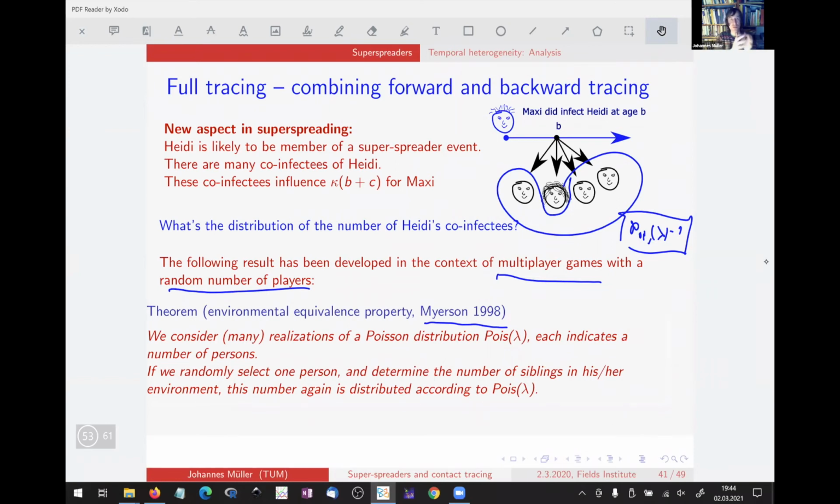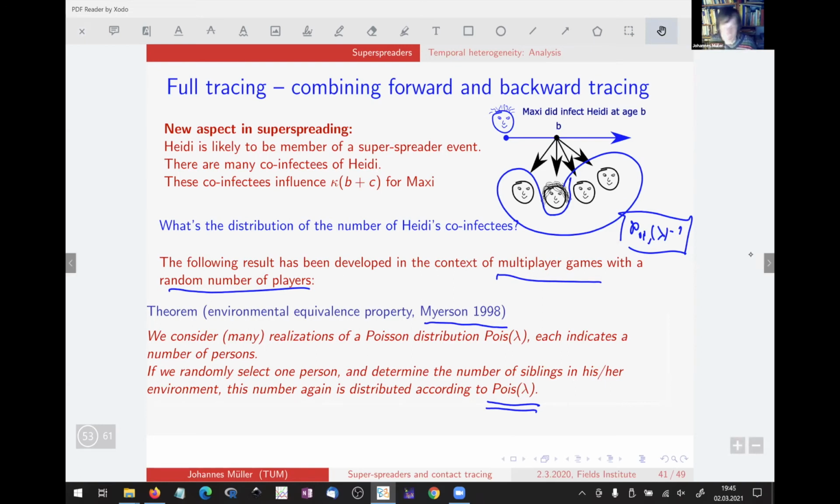Families with only a few members have, of course, a smaller chance to be selected than families with a lot of members. The more family members, the larger the probability that we select a member of that family. If we do it this way and ask the person we select how many siblings they have, then Myerson could prove that this is again the very same Poisson distribution. He could even prove under mild conditions that the Poisson distribution is the only distribution with this property. So in some sense, we have been lucky to assume that the numbers of infectees and superspreader events are Poisson distributed, because this theorem simplifies life a lot.